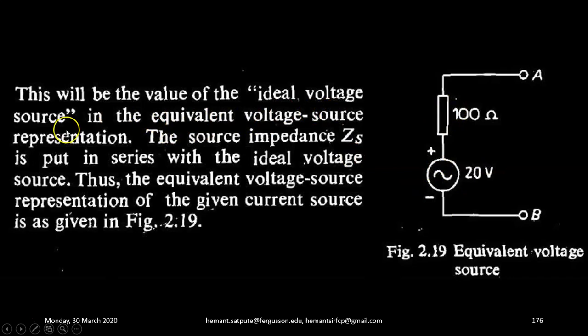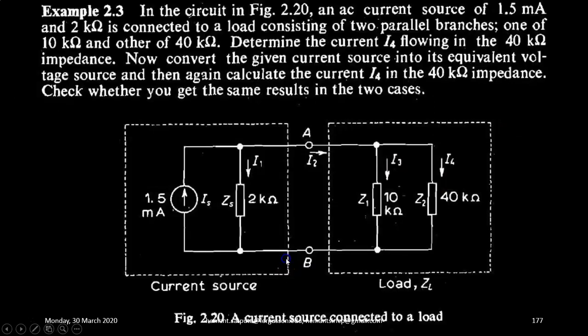in the equivalent voltage source representation, and the voltage source impedance Zs is put in series with the ideal voltage source. Thus the equivalent voltage source representation will be a 20 volt AC supply in series with a 100 ohm resistance. I hope this point is clear. Let's move on to the next example.